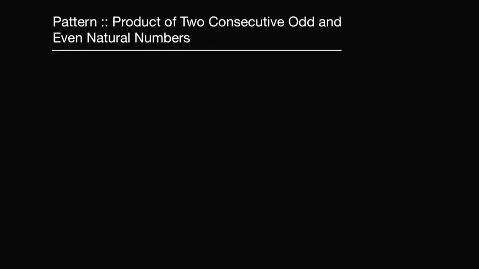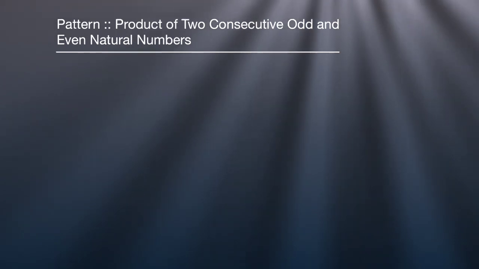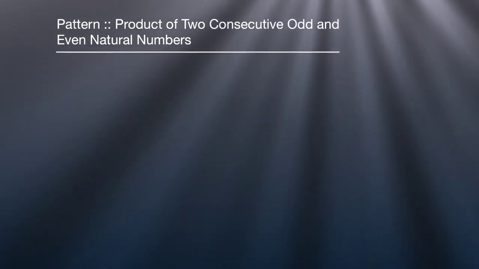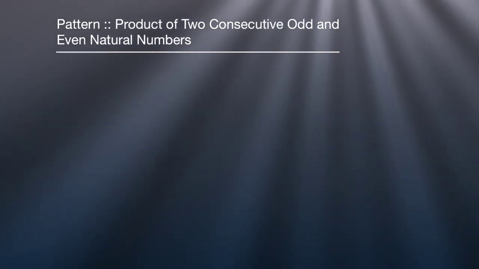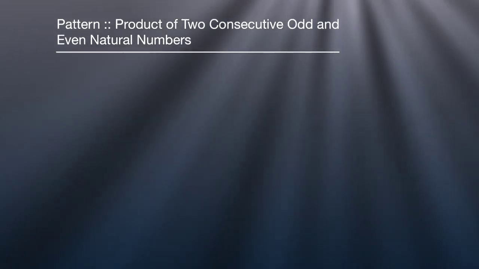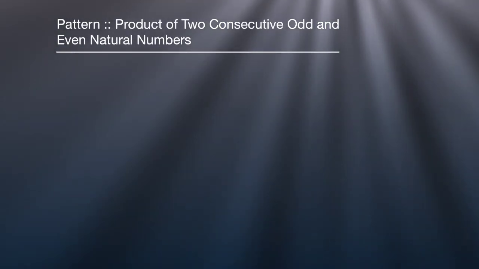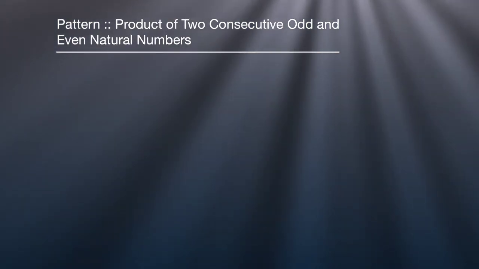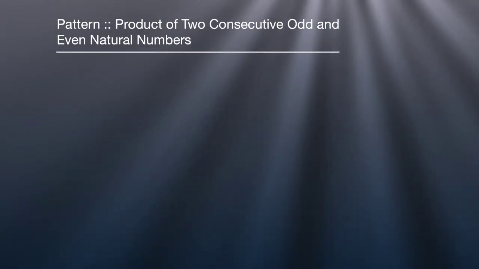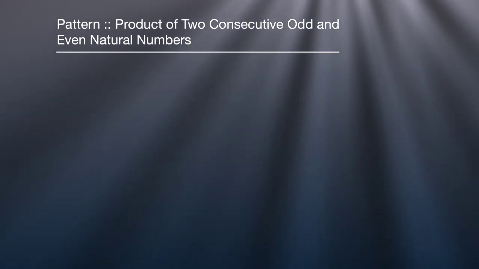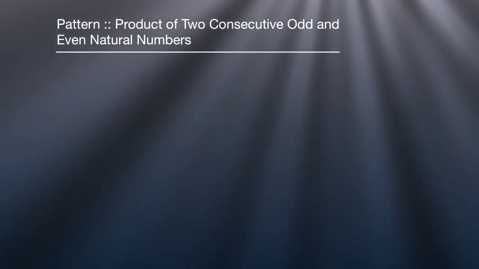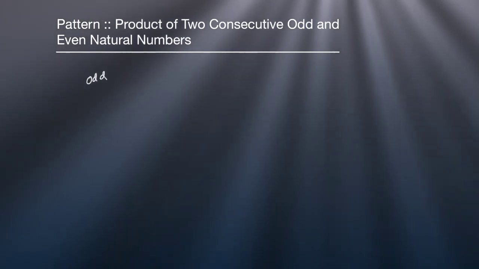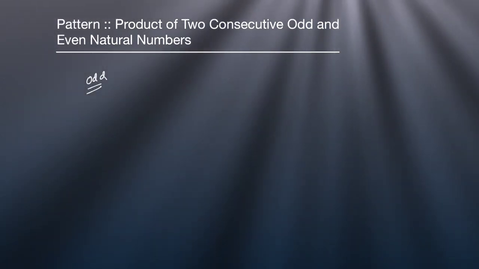Jai Hind, dear students. In this video, we will learn what happens if you multiply two consecutive odd or even natural numbers. This pattern will only come into square numbers, but here we are going to take two cases in which we will see what happens if we have two consecutive even numbers and two consecutive odd numbers. So let us take the first case, that of odd numbers.